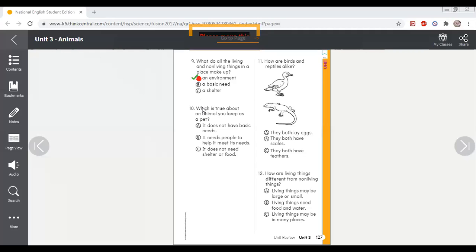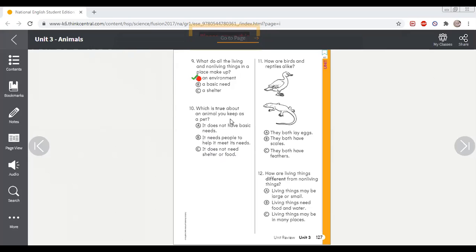So we have question number 10. Which is true? True means which is correct. Which is true about an animal you keep as a pet? You keep it at home. A. It does not have basic needs. B. It needs people to help it meet its needs. Or C. It does not need shelter or food. So is it A, B, or C?